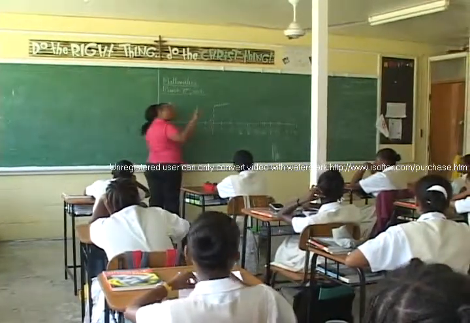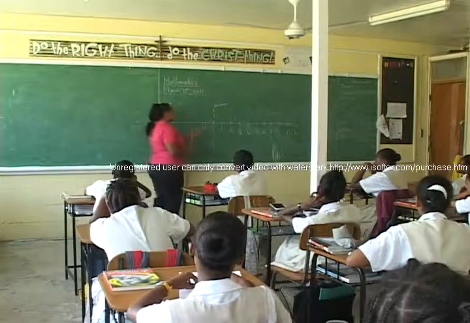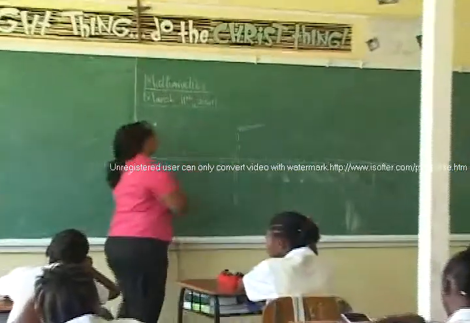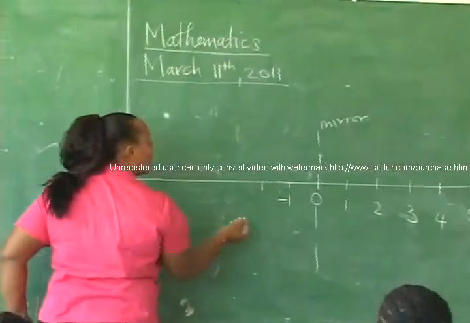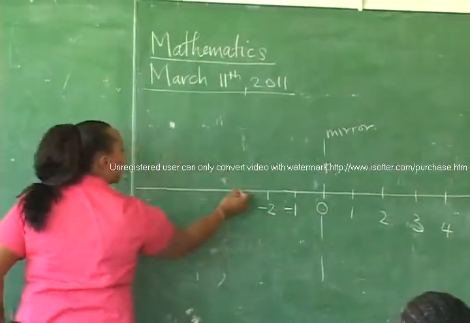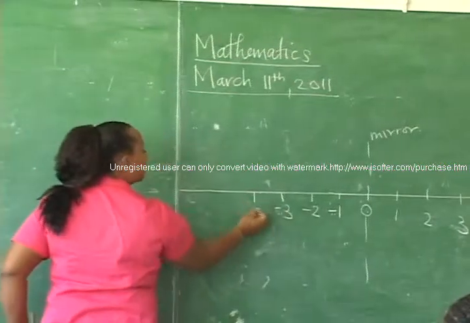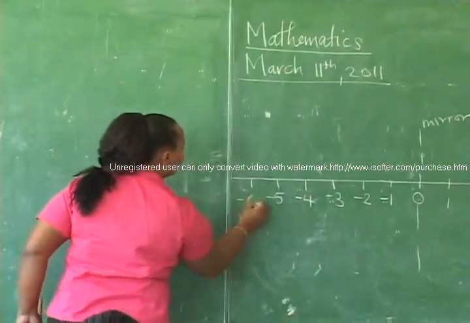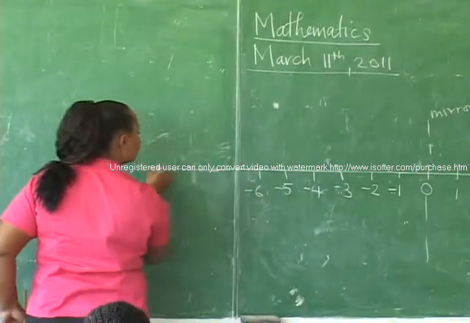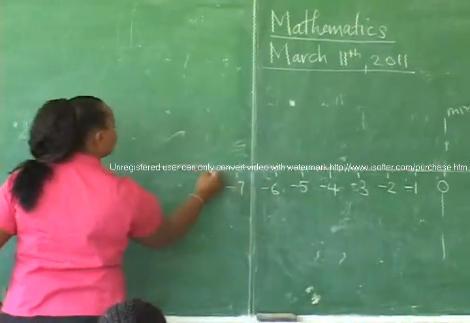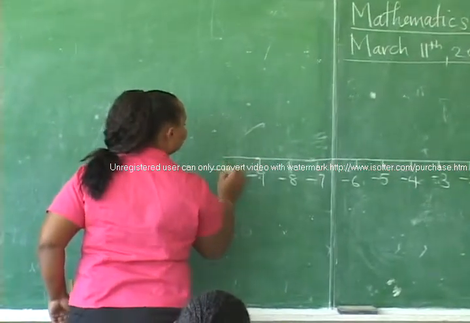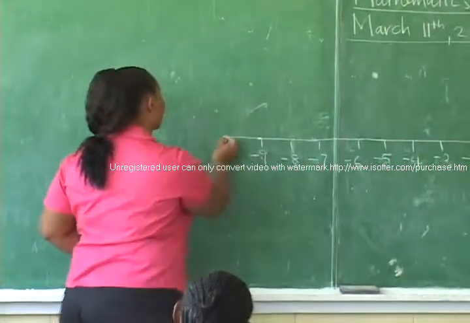Now we're going to put this sign to show it's an image of 1. Then after negative 1 will come negative 2. Then negative 3. Then negative 4. Negative 5. Negative 6. Negative 7. Negative 8. Negative 9. Negative 10. Alright, let's stop at that for now.